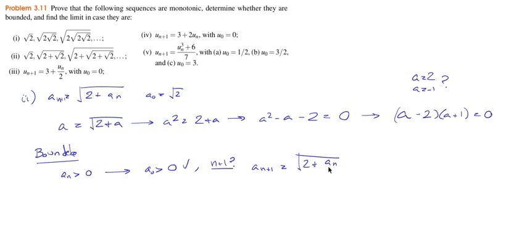Now we have assumed that a sub n is greater than 0, so this is greater than the square root of 2, or in other words, it's greater than 0. Okay, so this proves the result: a sub n is greater than 0 for all n.